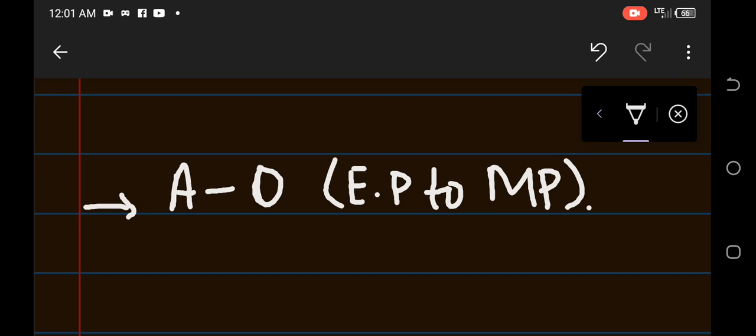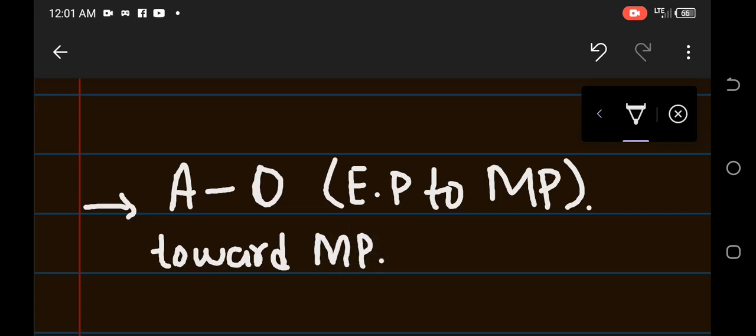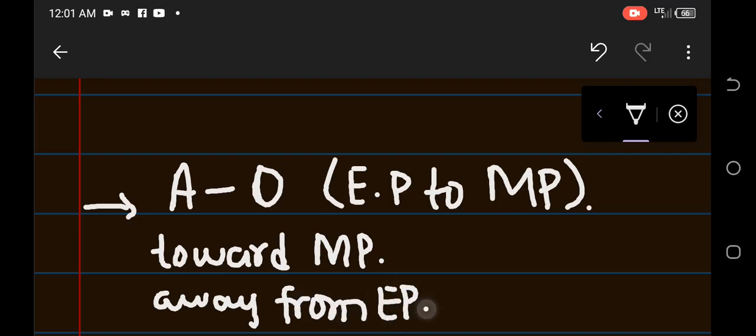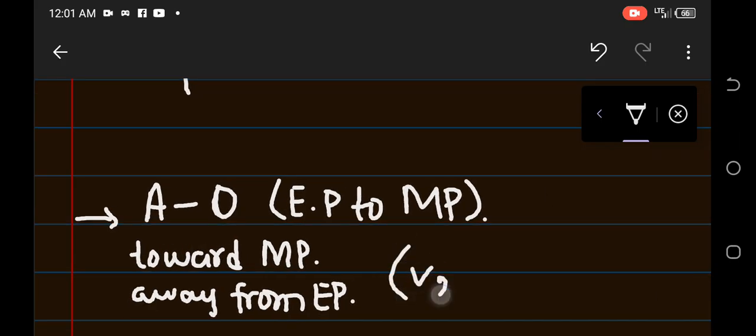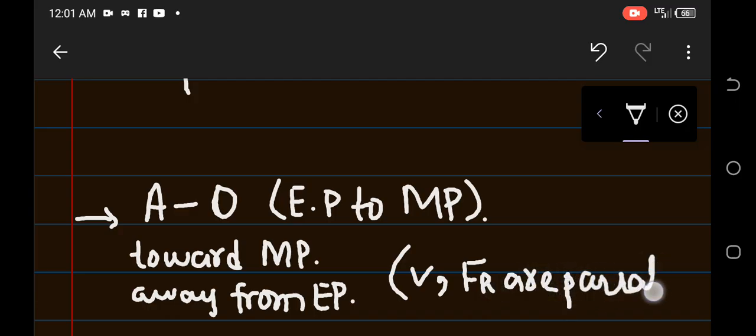And here you can see towards the mean point, away from the extreme. You can see here the velocity and restoring force are parallel to each other. Velocity and restoring force are what? They both are parallel to each other.